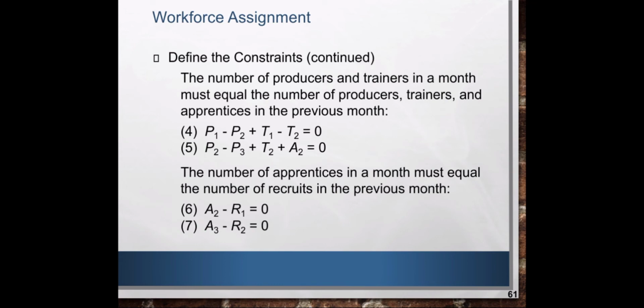Define the constraints. The number of producers and trainers in a month must equal the number of producers, trainers, and apprentices in the previous month. So P sub 1 minus P sub 2 plus T sub 1 minus T sub 2 equals 0. And P sub 2 minus P sub 3 plus T sub 2 plus A sub 2 equals 0. The number of apprentices in a month must equal the number of recruits in the previous month. So A sub 2 minus R sub 1 equals 0 and A sub 3 minus R sub 2 equals 0.